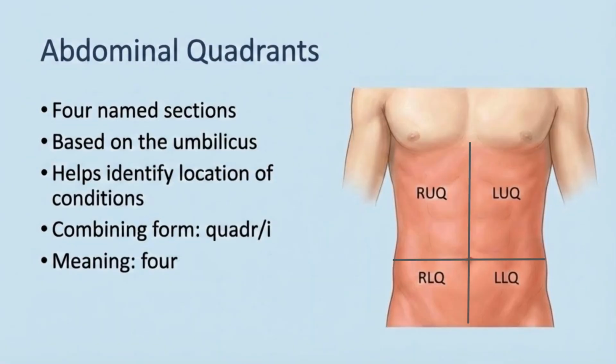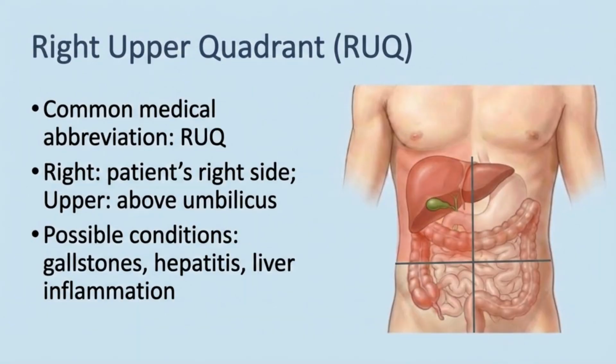The term quadrant comes from Latin meaning one-fourth. In medical terminology, the abdomen is divided into 4 quadrants to create a standardized reference system. These quadrant terms are widely used in clinical documentation to describe pain location quickly and clearly.